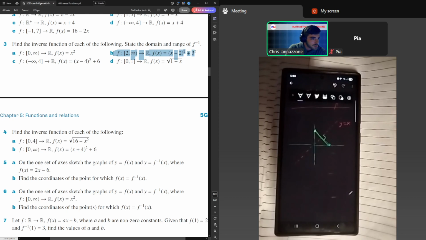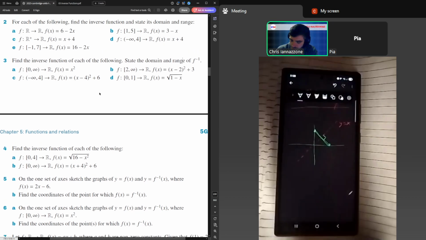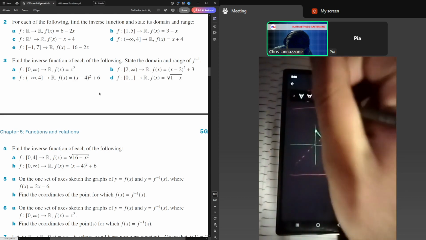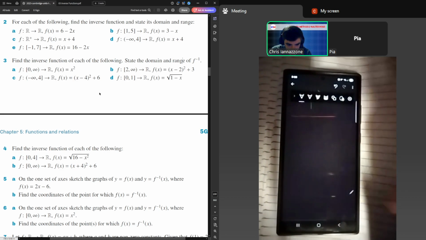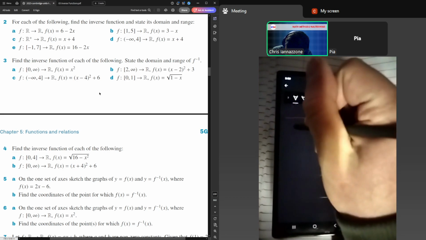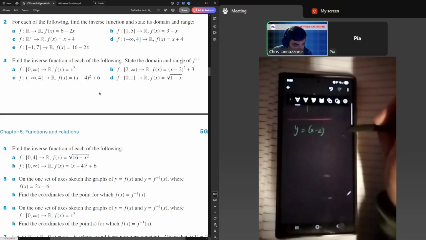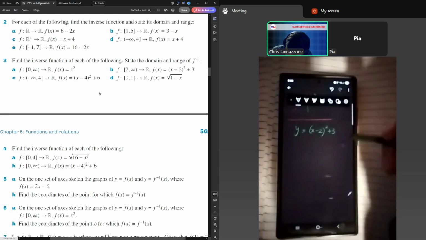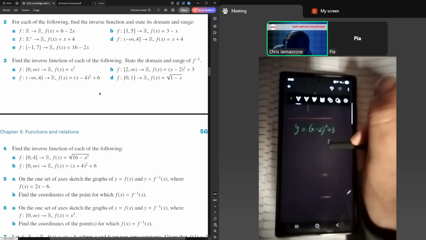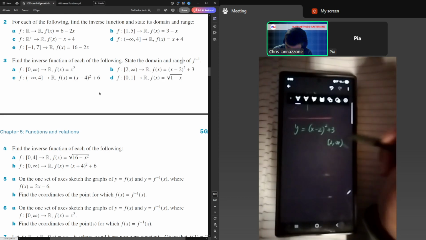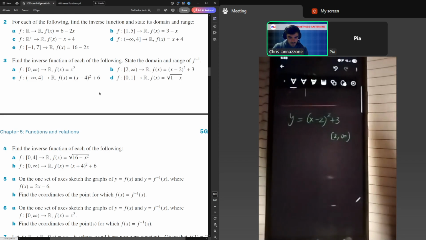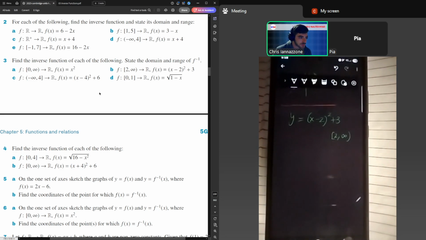So do you want to try part B yourself, or do you want to work through that together live? Could we do it together? Yeah, certainly. So let me write that down. We have y equals (x minus 2) all squared plus 3, and we're doing it over the domain 2 to infinity. Those are our parameters. All right, so first up, we'll try and find the inverse.